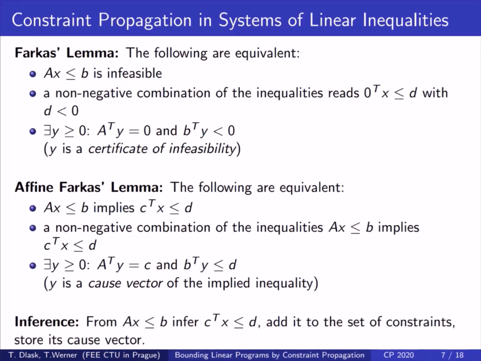In our setting, constraint propagation in a set of linear inequalities will consist of constructing new inferred inequalities based on a fixed set of inference rules. For each newly constructed inequality, we are going to store its cause vector, which describes how it was formed from the already existing inequalities. When a contradiction is found, we are able to construct a certificate of infeasibility by tracking the newly generated inequalities back to the original system and composing the cause vectors.